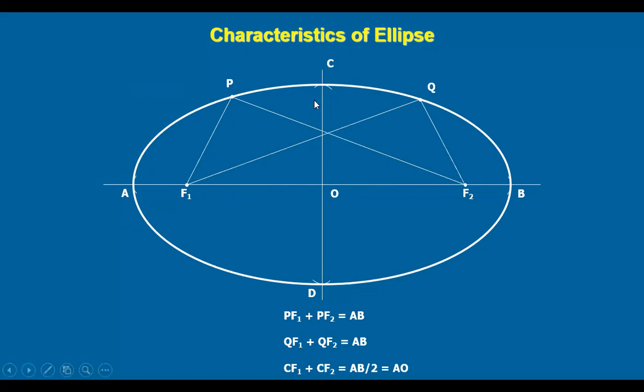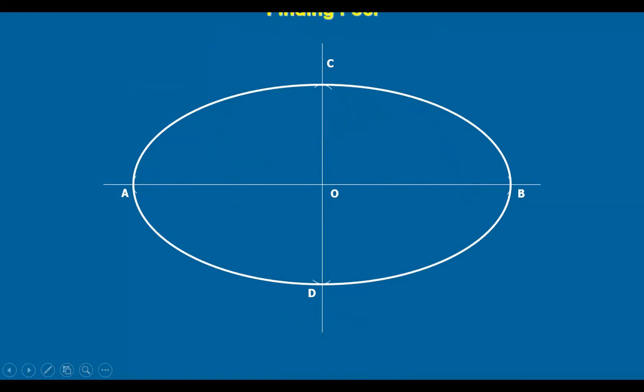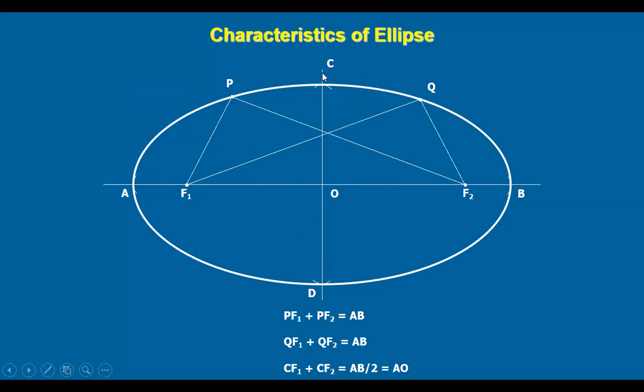Here, if you take CF1 and CF2, the point C is equidistant from F1 and F2. CF1 plus CF2 is equal to AB, so each of them, CF1 and CF2, is equal to AB by 2, half of AB, nothing but AO. We can make use of this.